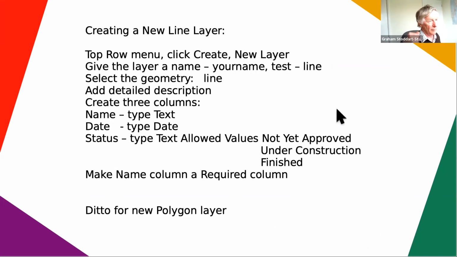On my screen, I've put the steps you need to go through for each one. But in the meantime, I'm hoping that whilst I sip a cup of coffee, you guys are going to do all the work and create a new layer for a line, and then a new layer later for a polygon. And you're going to have the same columns in each. So you're going to create three columns: name, date, status. The date field will be a date type. The status field will be allowed values. You put in the three allowed values, not yet started, under construction, and finished, or make up your own, it doesn't matter. And you're going to make the name column a required column.